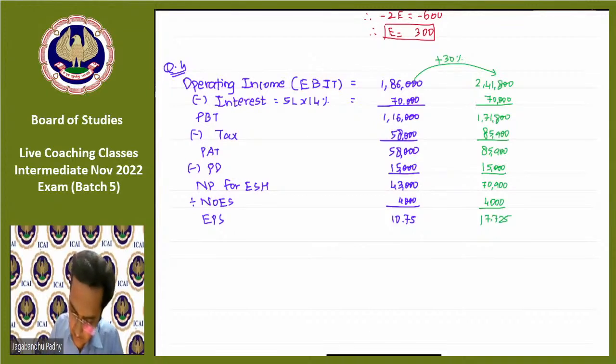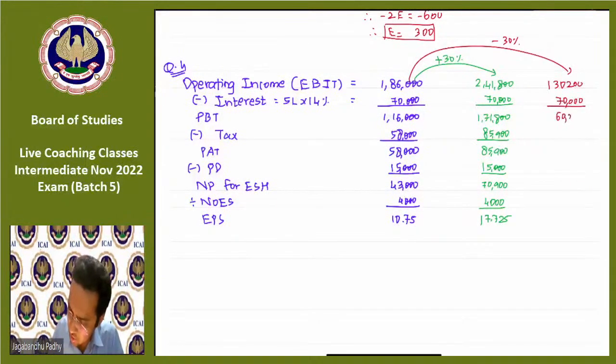Same way, you need to do it for 30% decrease also. When the EBIT decreases by 30%, it will become 1,30,200. Interest will remain same, 70,000. Profit before tax is going to be 60,200. And then the tax rate is 50%, so that's 30,100. PAT will be also 30,100.